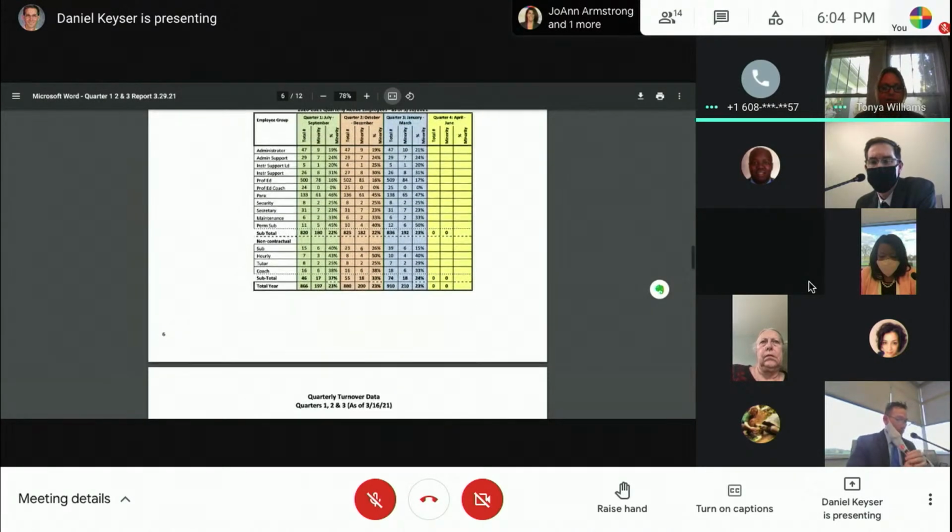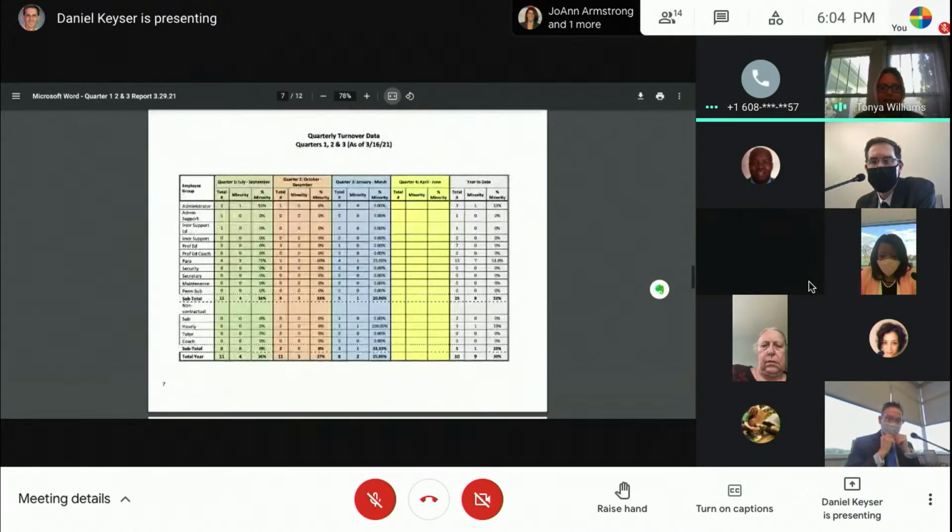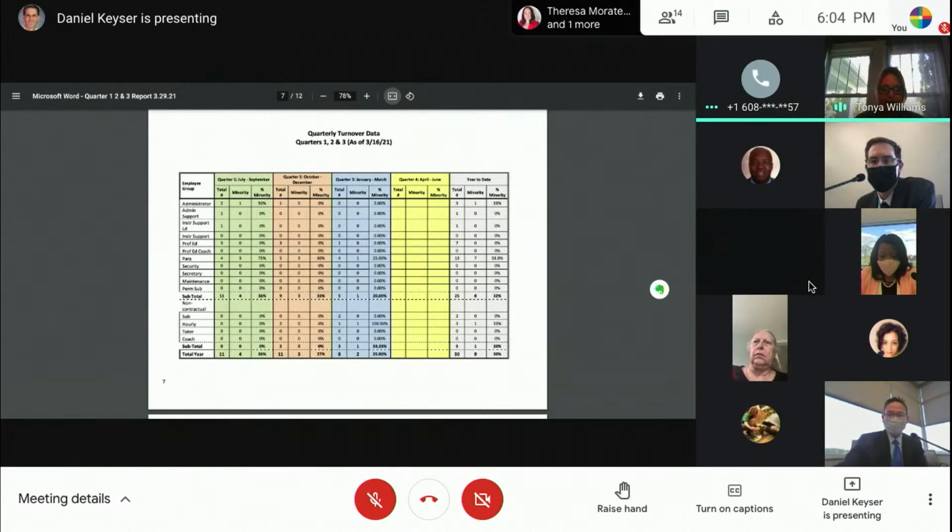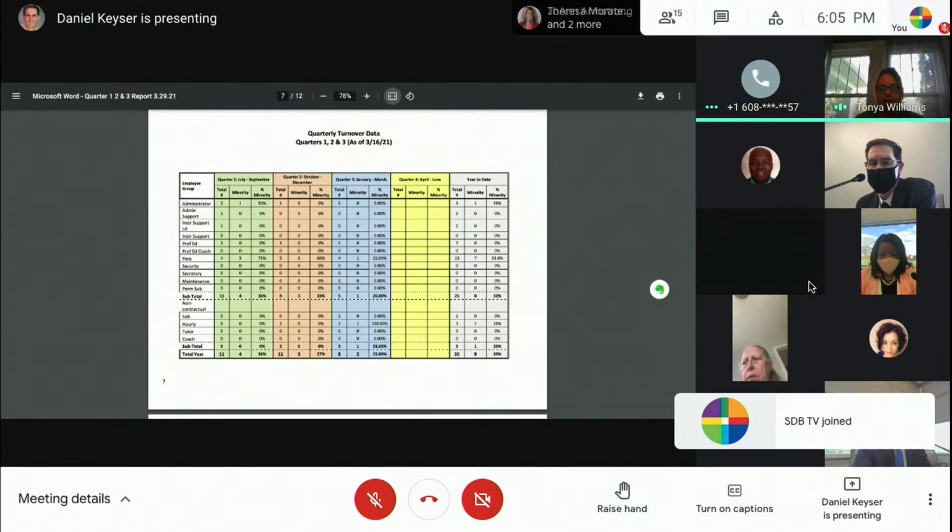Page 7 is where we start digging into our quarterly turnover data. This provides data on how many staff have left our district, and it's broken down by quarter. For the purpose of defining a quarter, we're using our school calendar and our quarters by term. Our year-to-date turnover is that 25 staff members have left, and out of those staff members, 8 were staff of color.